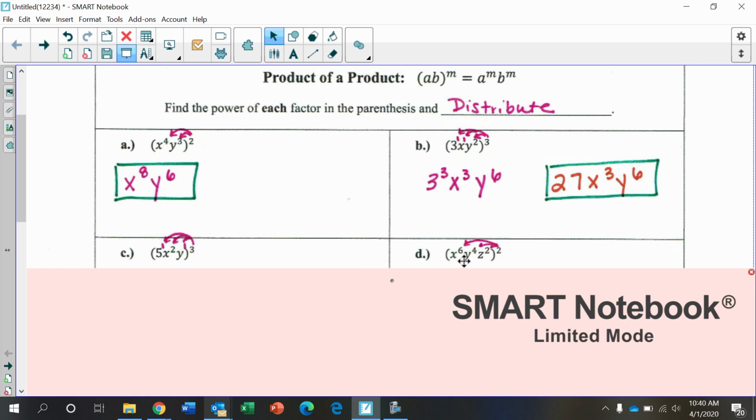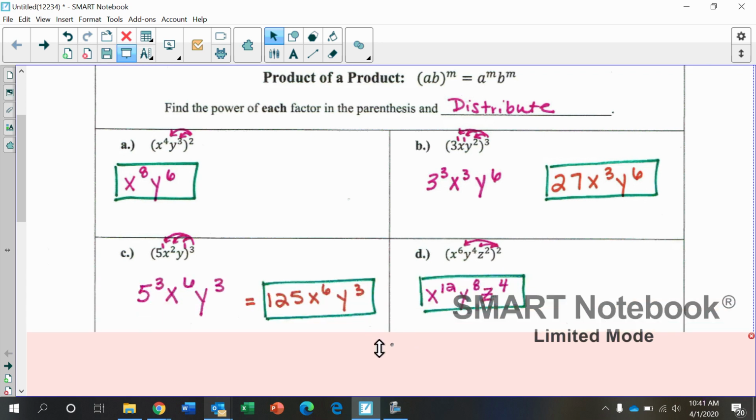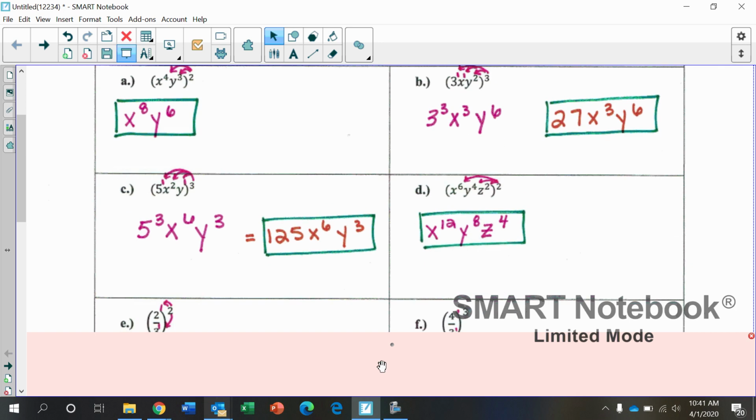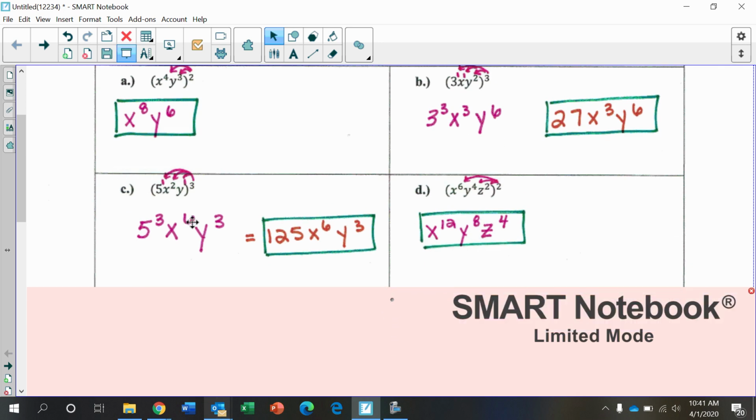Okay, over here it goes to each one. 6 times 2 gives you 12. 4 times 2 gives you 8, and 2 times 2 gives you 4. This is what you get. Okay, so now for this one, if you did 5 cubed, it's 5 times 5 times 5. You can't do anything with your variables, you leave them alone. For this one, you can't simplify anymore because there are no actual whole numbers. You just leave them exactly what you did.